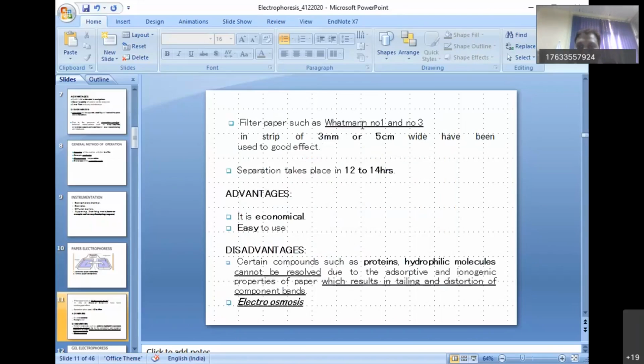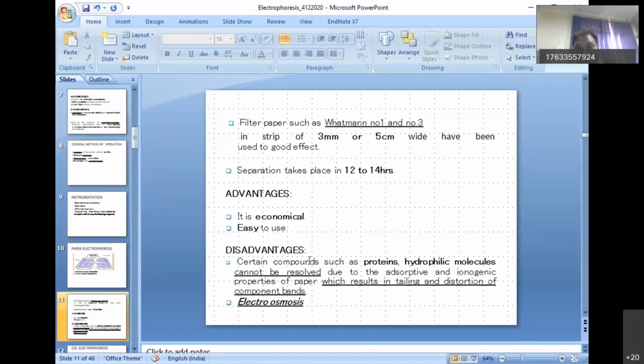Here the Whatman paper will be Whatman number one. There are different numbers of the Whatman paper depending on the thickness. So number one and number three we basically use, and the separation takes 12 to 14 hours. The advantage of this separation is that it is very economical and easy. It can be used anywhere in the lab, even in labs that are just starting now. So if you want to separate any molecule or any protein, you can use paper electrophoresis.